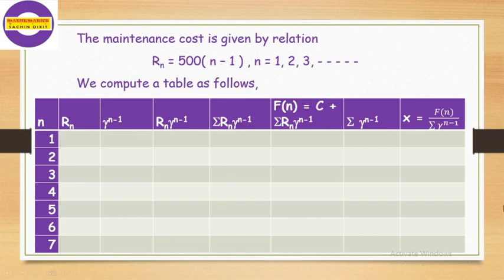Start filling this table. In the previous example, we were given the maintenance costs directly per year. But here we cannot get the maintenance cost per year directly, as they are related by this relation. So we count the maintenance cost as per terms.